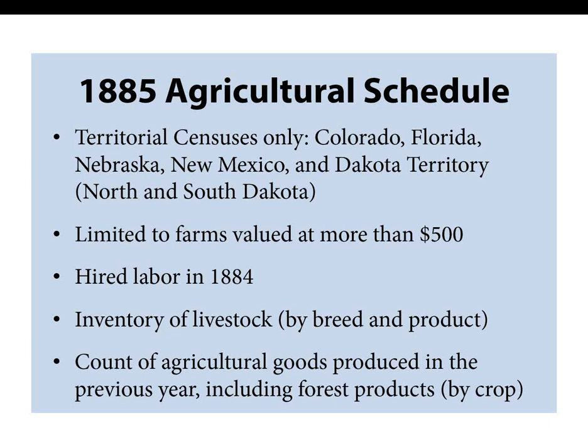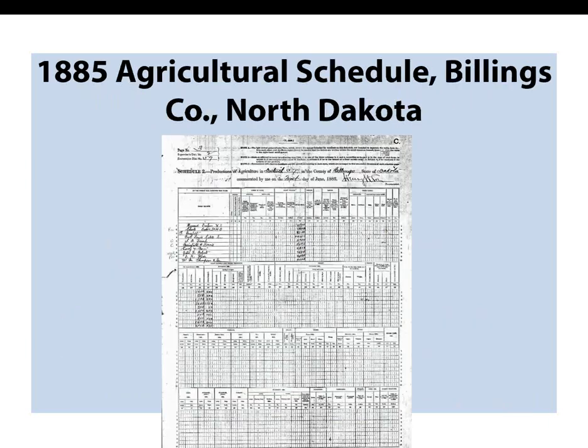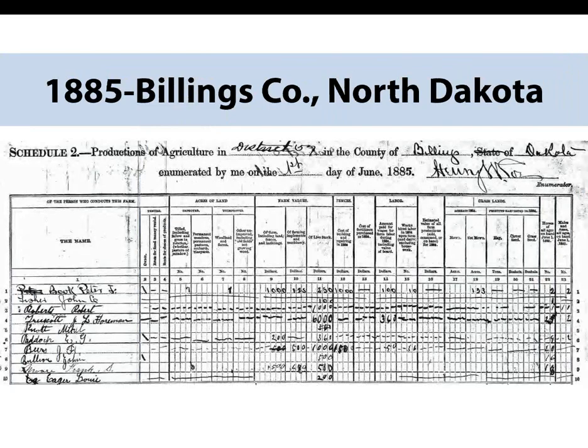And I just wanted to show you how many questions that they're asking. So this next schedule is just to show you a bird's eye view of, so this would have been for just a handful of farmers. So this is 100 questions that they would have asked if your ancestor was included on this 1885 agricultural schedule. So I'm going to zoom in a little to show you an example, because I know you can't read this. So this is the 1885 agricultural schedule from Billings County, North Dakota.